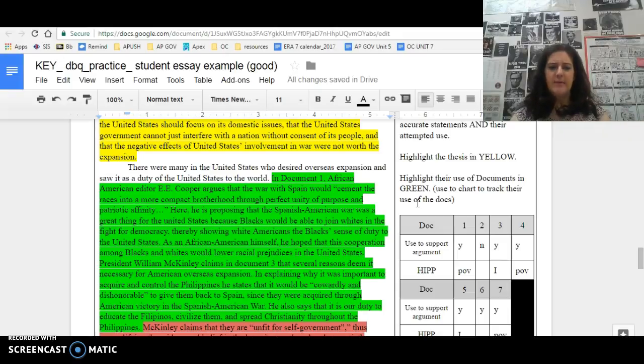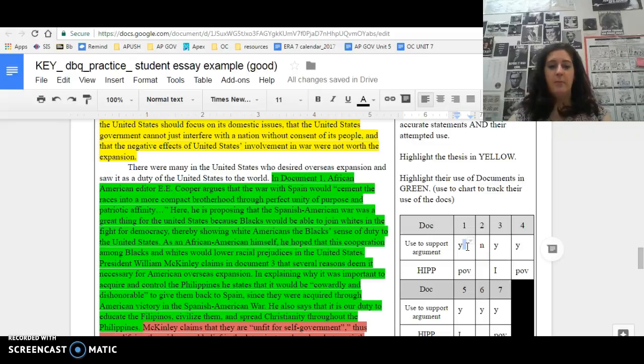So I would skip to: he argues that war with Spain. He is proposing that the Spanish-American War was a great thing for the United States because blacks would be able to join whites in the fight for democracy. That is a good summary of document 1, thereby showing white Americans that black sense of duty to the United States. Again, good summary. And they're clearly using it to support the pro-expansionists. So that's why they get the check, or the Y for yes, for does the document support their argument.